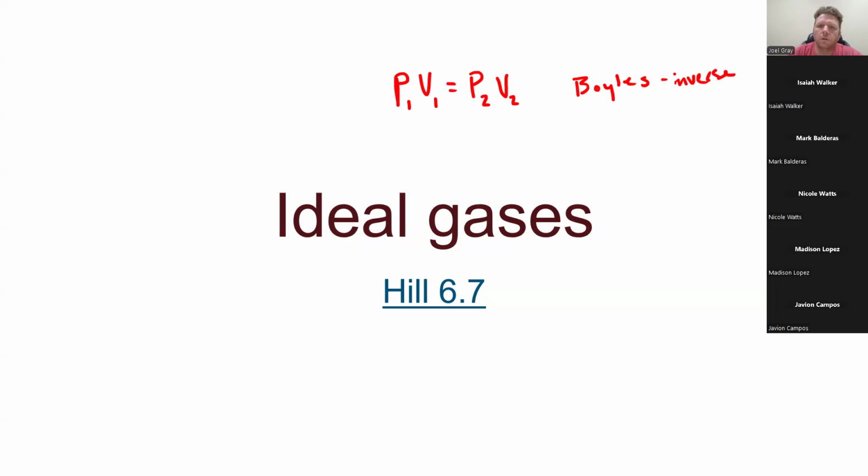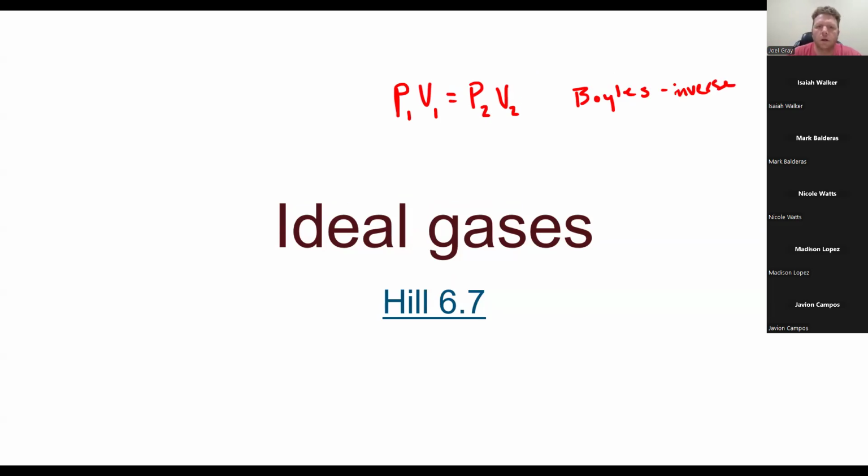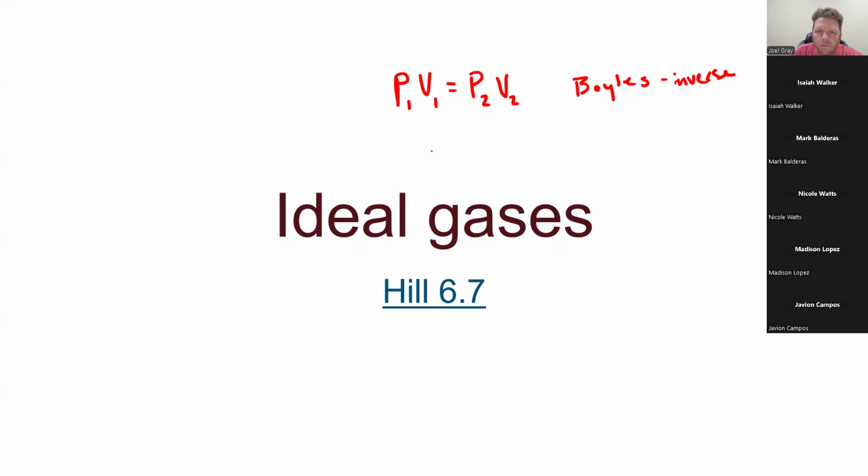Then we also conversed about Charles's law, which is a relationship between volume and temperature. That is V1 over T1 equals V2 over T2. This is Charles's, and this is a direct relationship. So essentially what that means is if volume increases, then the temperature will increase.